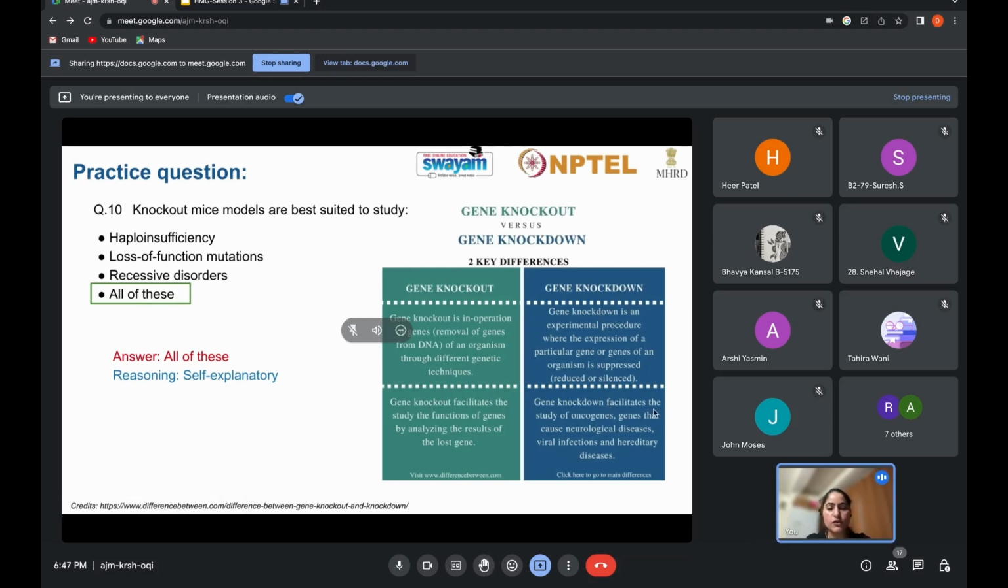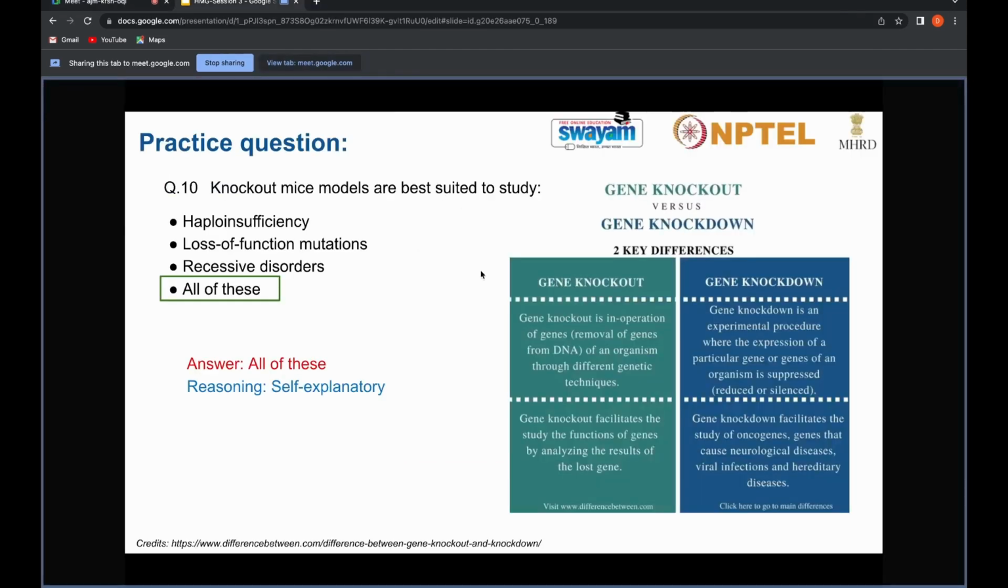So gene knockdown facilitates the study of oncogenes, genes that cause neurological diseases, viral infections, hereditary diseases, etc. So by performing gene knockdown, you can study different oncogenes. Oncogenes are the genes that are causing cancer, whereas other genes are causing neurological disease or viral infections. So these are the different methods which you use depending on what type of study you want to perform. There are two terms, knockout as well as knockdown, and this is the difference between both of them.